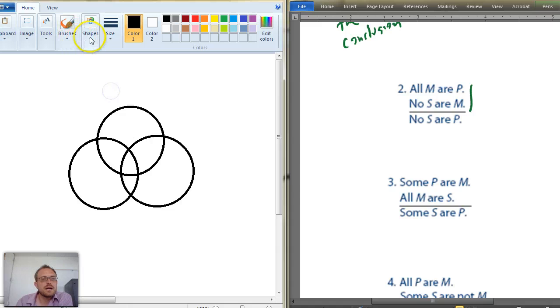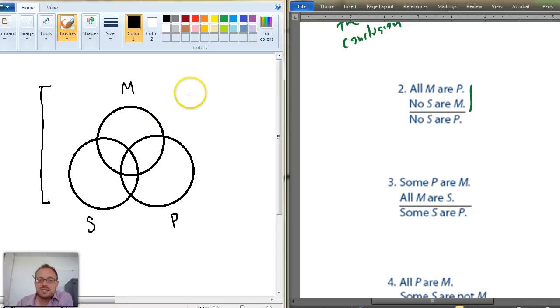Okay. And then again, you're always going to label. One of the things to notice here is that it's important that you always label it uniformly, where you put your S here, your P here, and then your M here. We're going to call this the standard method for doing a Venn diagram.